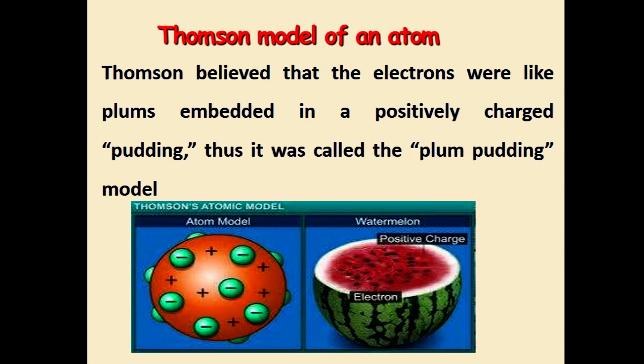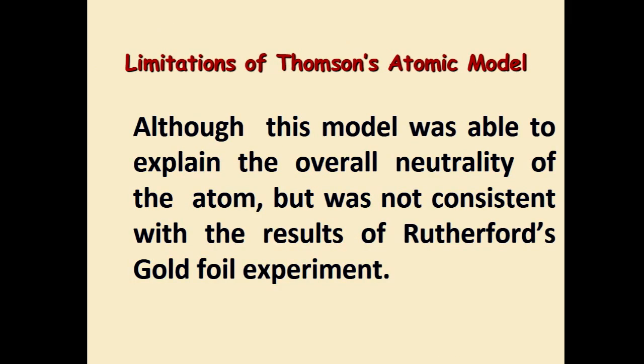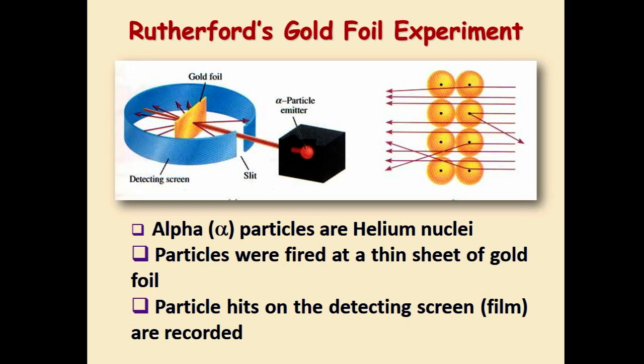The red part of the watermelon is considered as positive charge of the atom, and the black seeds embedded in the red part are considered as the electrons. Limitations of Thomson's atomic model. Although this model was able to explain the overall neutrality of the atom, it was not consistent with the results of Rutherford's gold foil experiment.